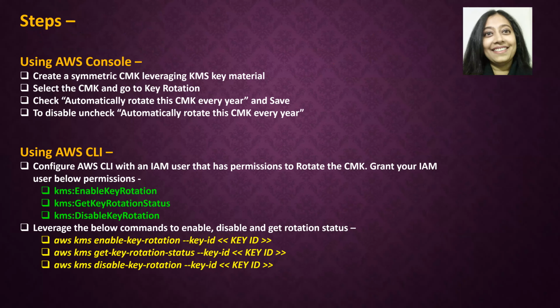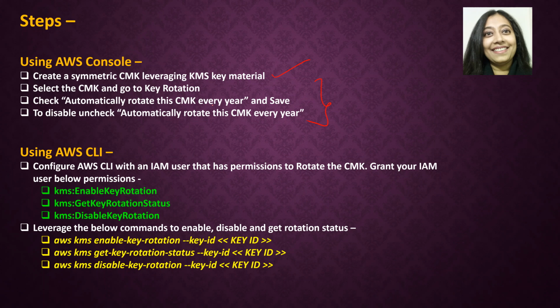These are the steps for our tutorial today. First, we will try this leveraging the AWS console. So we will go ahead and create a symmetric CMK leveraging KMS key material, and then we will enable key rotation for this particular CMK. You can enable and disable key rotation by checking the option to automatically rotate the CMK every year. Okay, so let us go ahead and try doing this leveraging the AWS console.